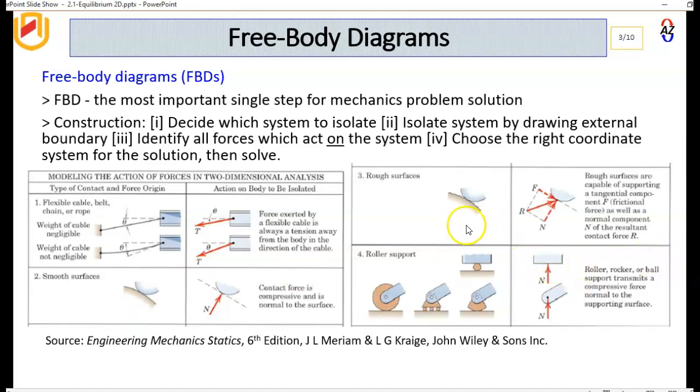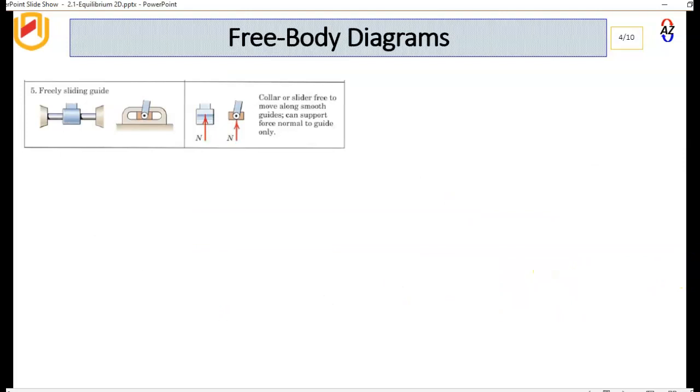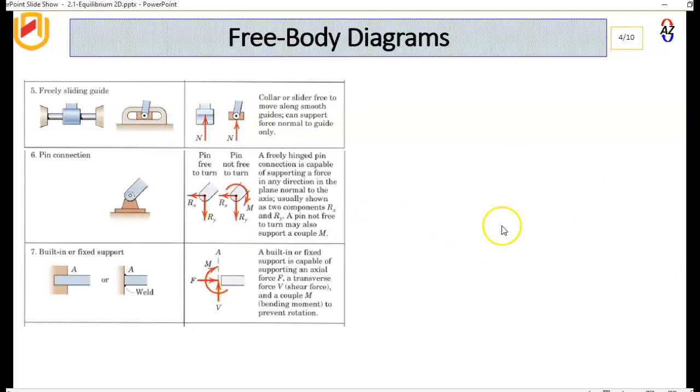And of course, if it is a rough surface, you draw the normal force together with the frictional force, where R here is the resultant of the normal force and the frictional force. If it's a roller support represented in various forms, then you just draw a normal force, because the friction is negligible. If it's a freely sliding guide, same thing, you just draw a normal force. If it's a pin connection, you have to represent both the unknowns in the X and in the Y, if it is free to turn.